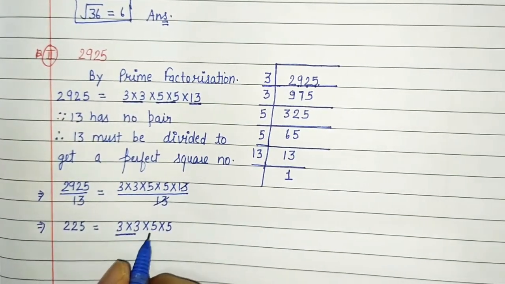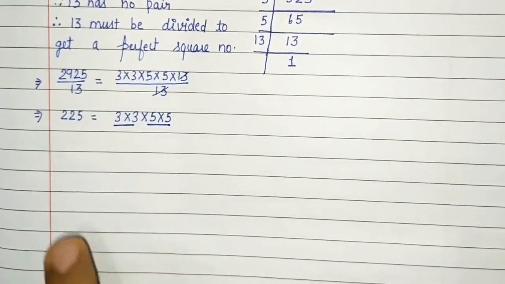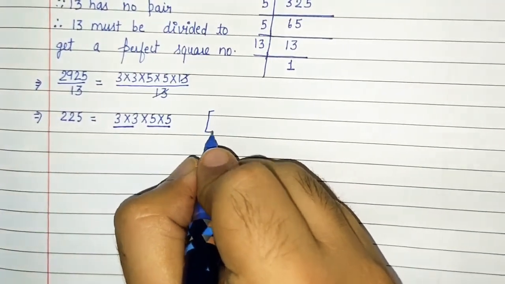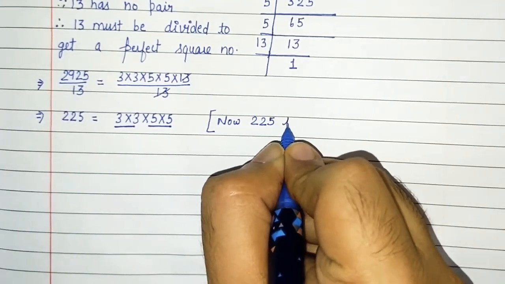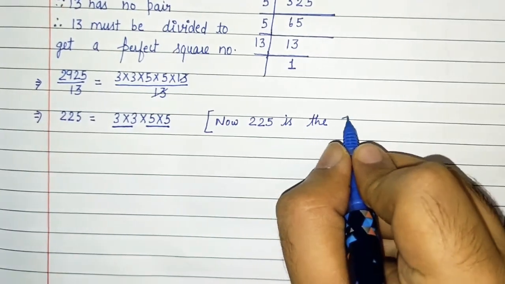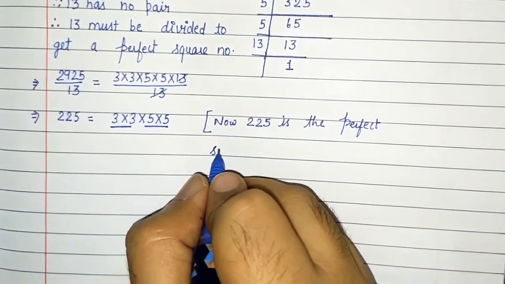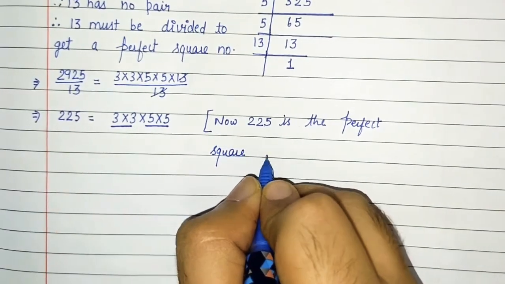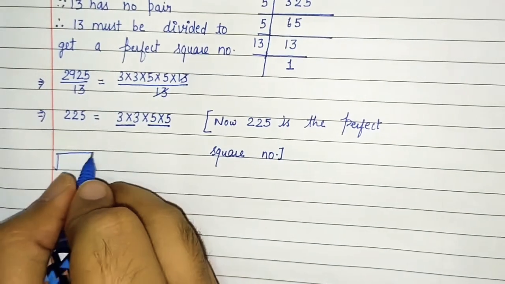Now you can check, 3 has the pair, 5 has the pair. It means this number is a perfect square number. Now 225 is the perfect square number. So now we have to find the square roots.